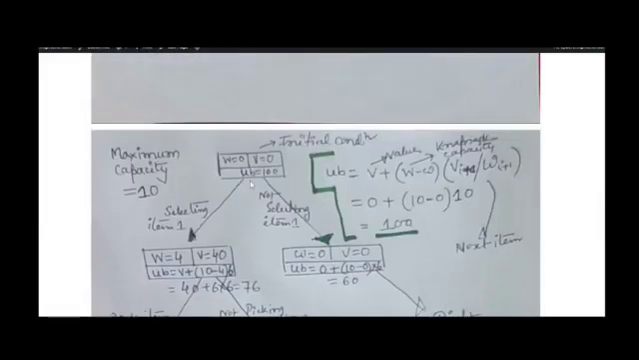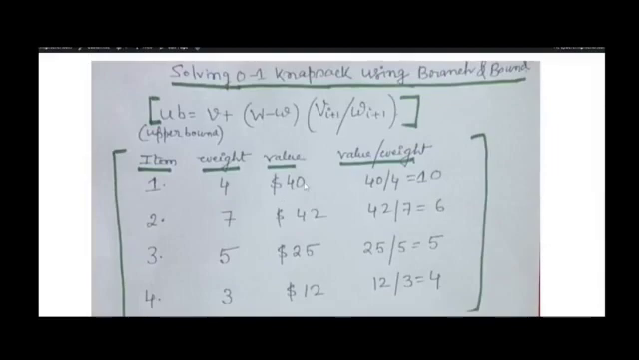So V is the value, which is in terms of $40, $42, $25. These are all values. So V plus (capital W minus small w) into Vi plus 1 divided by Wi plus 1. Now, if you are dealing with item 1, then you have to find the i plus 1th, that means item 2, value by weight. If you are dealing with item 2, then you have to find item 3 value by weight. So if you are dealing with the ith item, you have to find Vi plus 1 divided by Wi plus 1, that is, the i plus 1th item's value divided by its weight. That is how the formula is.